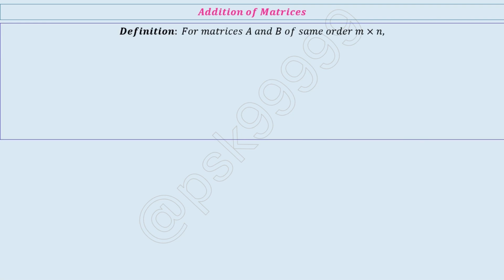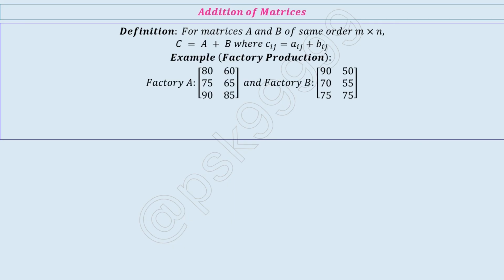Two matrices can be added if they are of same order. Okay, so the definition is very simple. You add the corresponding elements from each matrix and then form the new matrix. That's all. So example, let's have some factory production data of factory A, which is 80, 60, 75, 65, 90, 85, which is a 3 into 2 matrix. Factory B also a 3 into 2 matrix. Only then you can add. You cannot add matrix of different orders.